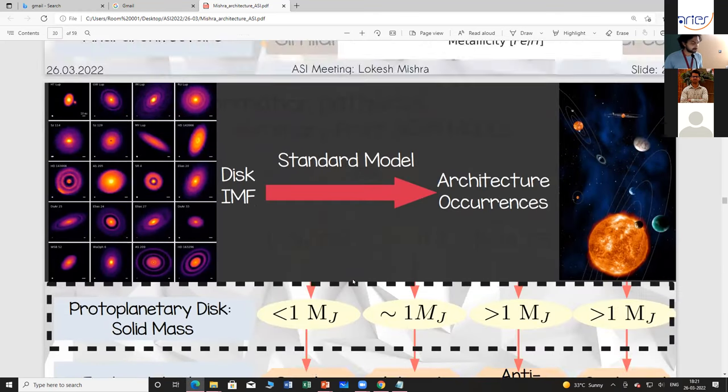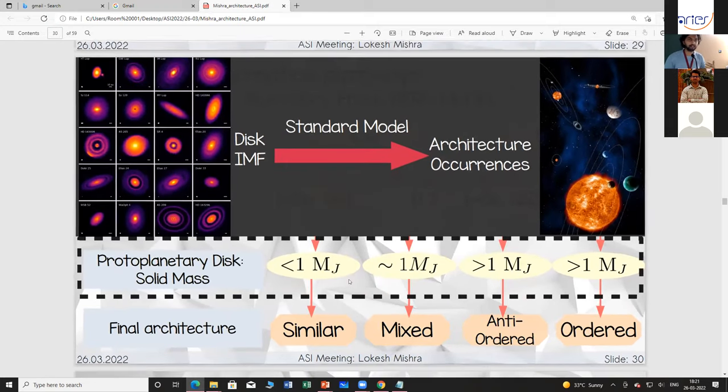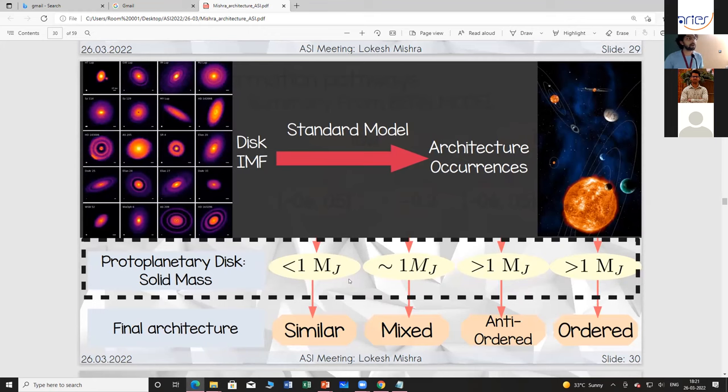I'm summarizing. The aim that I see on how this work could map out into the future is that we have a lot of large surveys on protoplanetary disks going on. The ALMA survey is one of the famous ones. And we can use these disk surveys to get the initial conditions. And we can use a new standard model that may appear in the next decade or so. And we try to calculate what kind of occurrences or frequency of architecture do we see in the galaxy.